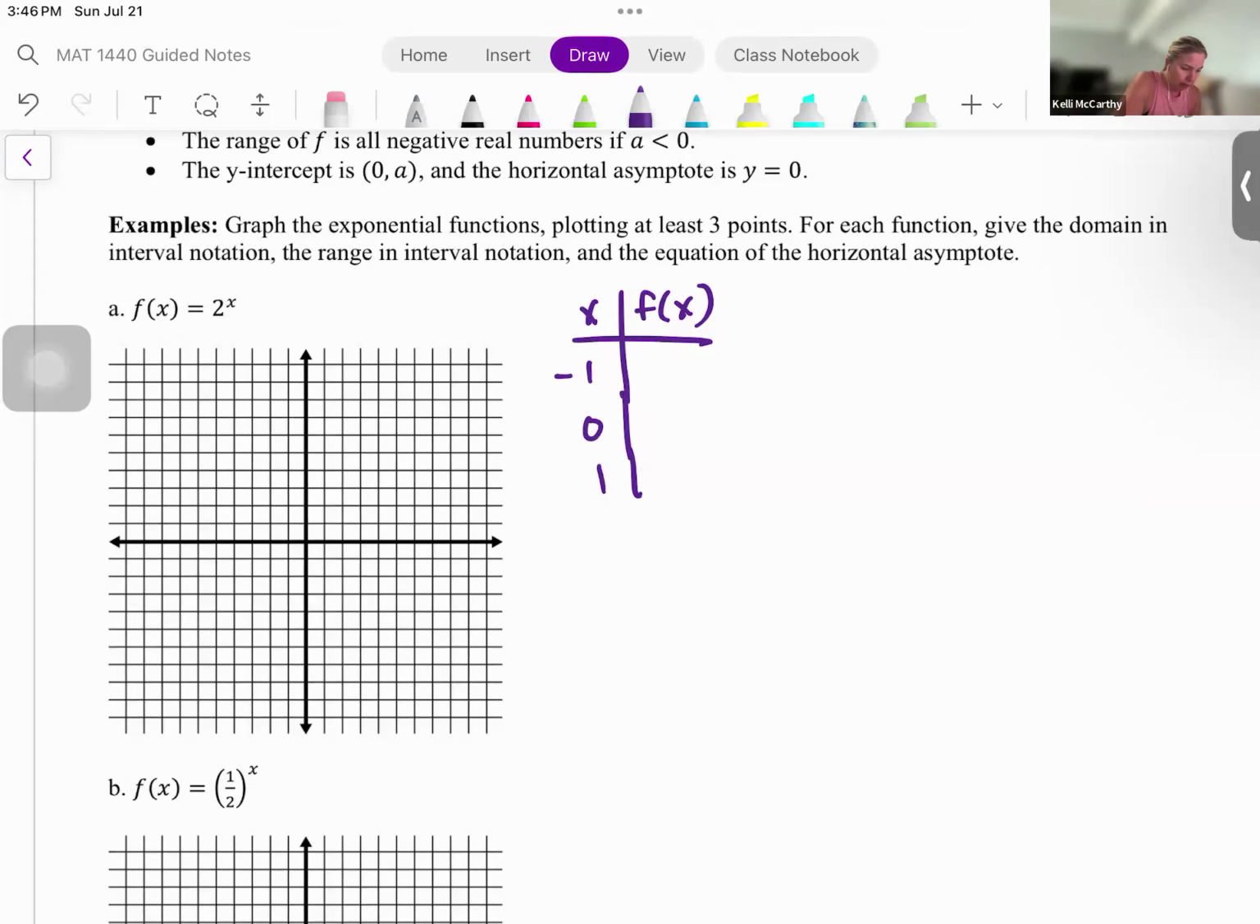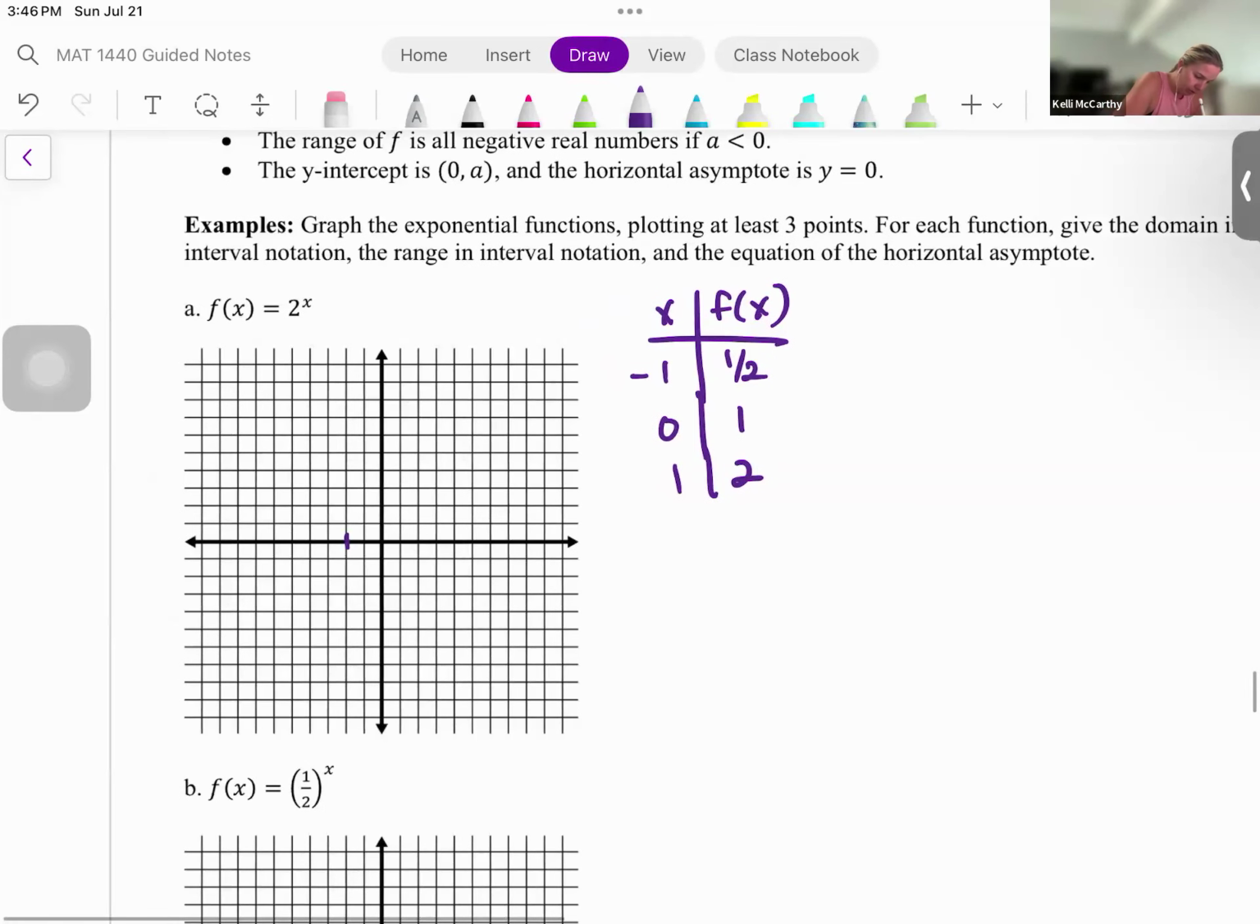2 to the negative 1 power is 1/2. 2 to the 0 power is 1. Remember that anything raised to a power of 0 is 1. And 2 to the 1 power, or first power, is 2. When I graph this, I'm going to divide my grid up a little bit just to spread these points out. So I'm going to go by 2 ticks for everyone. Plotting my points, we're at (-1, 1/2), (0, 1), and (1, 2). And my graph looks like this.